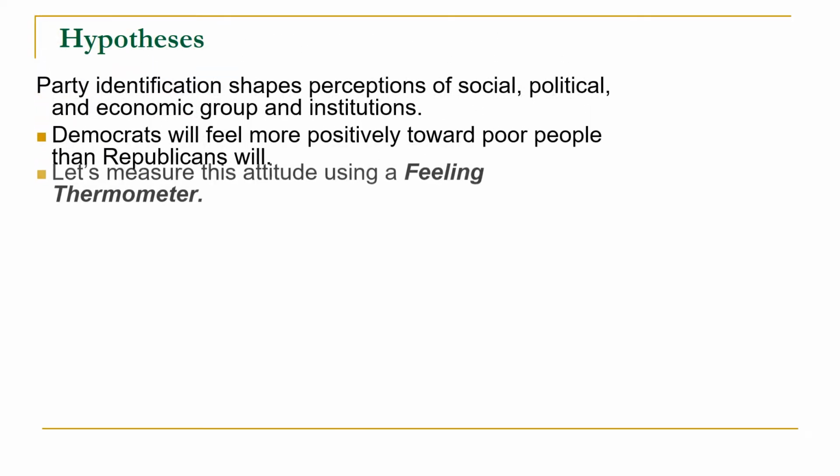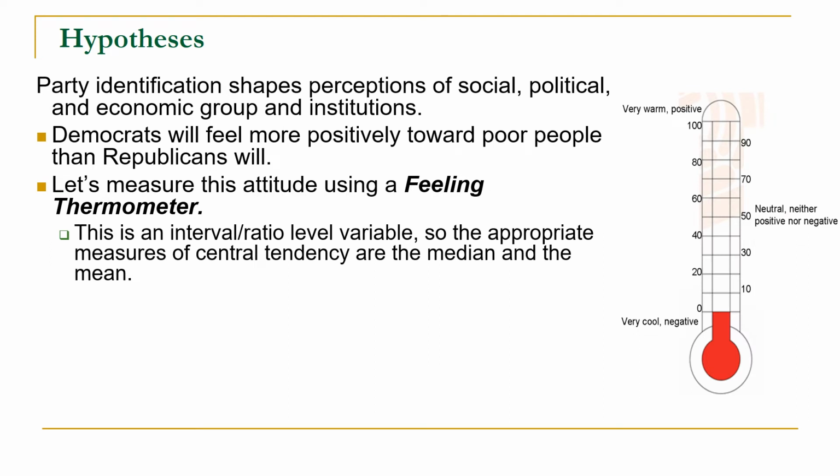So now let's think about what this looks like in terms of a data analysis. Our theory is party identification somehow shapes people's perceptions of social and political groups. We look at the way the Democrats portray themselves, and we think about the bumper sticker, "Democrats serve the people." We think about the way that Democratic candidates talk about poor people, and they often seem extremely sympathetic, and sometimes Republicans don't.